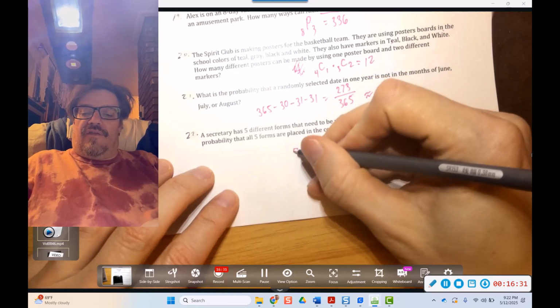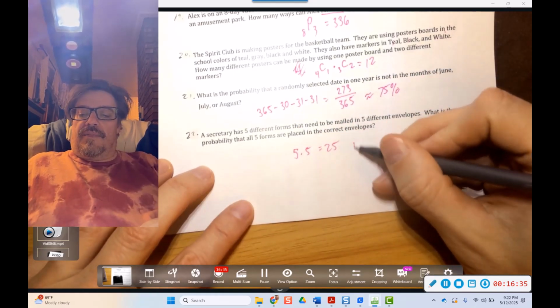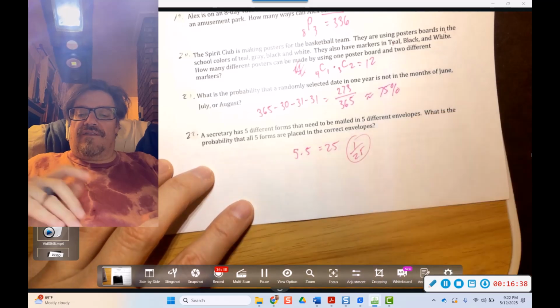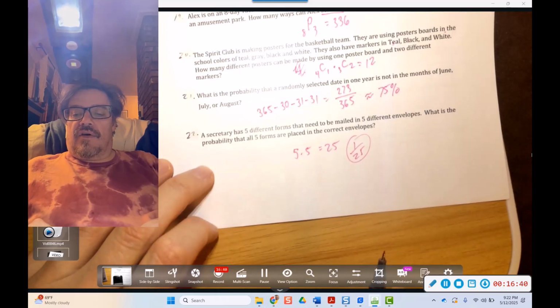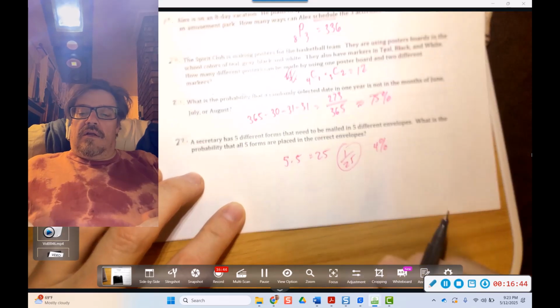Well, you've got 5 forms, 5 envelopes, that's 25 options. So to make them perfect, you'd have just a 1 in 25 shot of it being in the correct envelope, which is 1 in 25, that's 4%. Okay. All right. That's it.